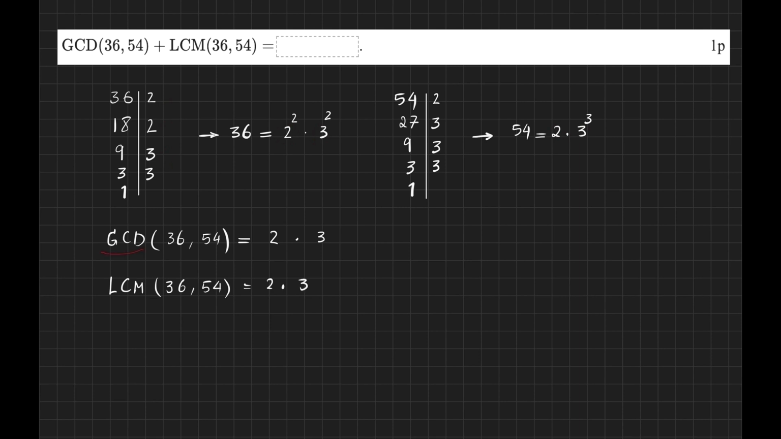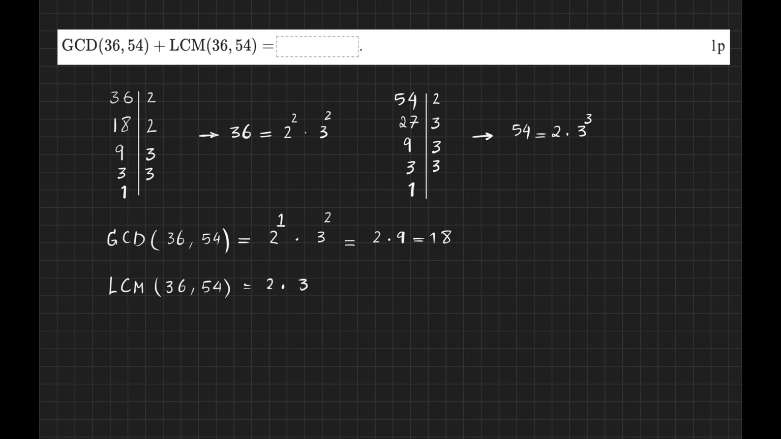For the GCD, you need to choose the lowest power that appears in these two numbers. For example, here, if I ask you what is the exponent of 2 in number 36, the exponent is 2, and here the exponent is 1. You choose the lowest one, which is 1. And again, between these two, here the exponent is 2, here the exponent is 3, you choose the lowest one, which is 2. And then you calculate that. So it becomes 2 times 9, which is 18. So the GCD of these two numbers, the greatest common divisor, is 18.